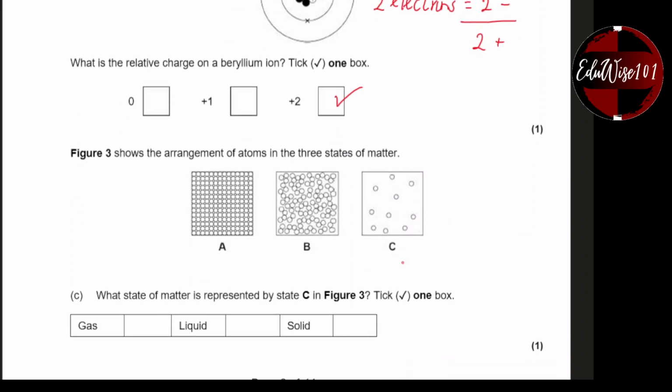Figure 3 shows the arrangement of atoms in the 3 states of matter. What state of matter is represented by state C? So this would be a gas. Now B, this is a solid, and that's a liquid, and this is the gas. So state C is a gas, yes.